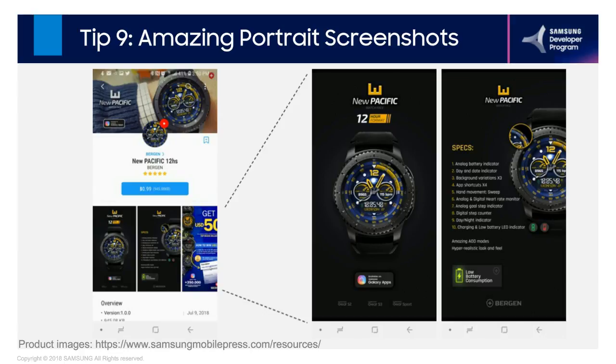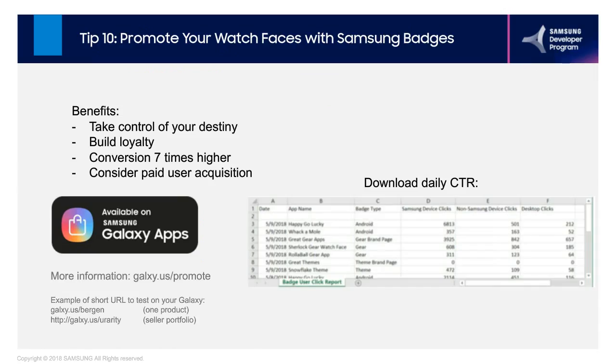Tip number 10, promote your watch faces with Samsung badges. So this is a service that you can create short URLs on our portal. It's very much similar to Bitly or Tiny URL service. What's important is that then you can send consumers to your content items when they hit the link on a Samsung device. So you take control of your destiny. You can do paid user acquisition when you think that consumers will like your content most.